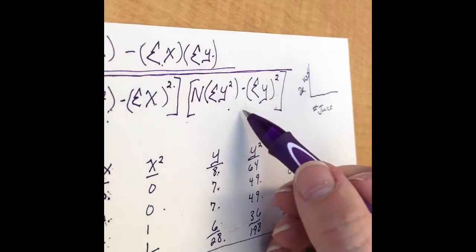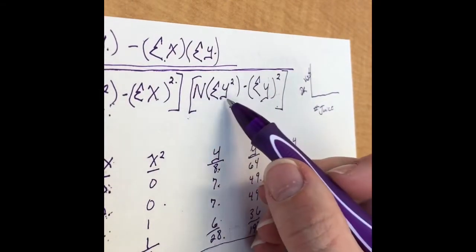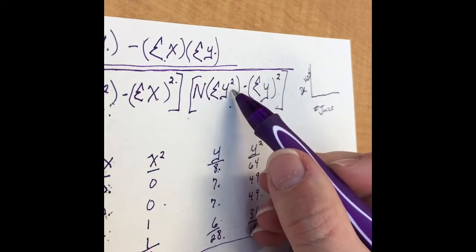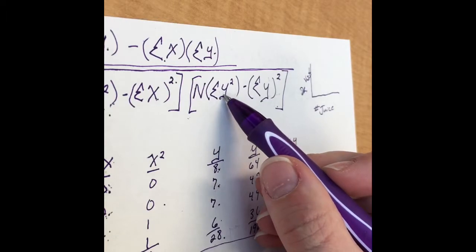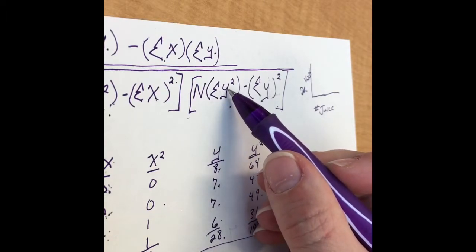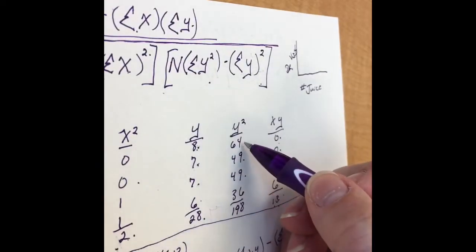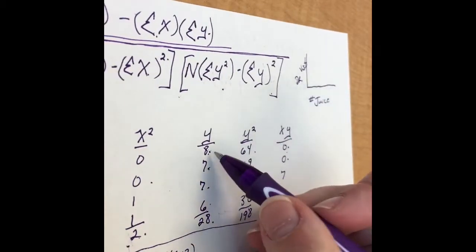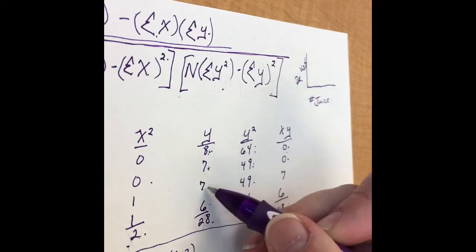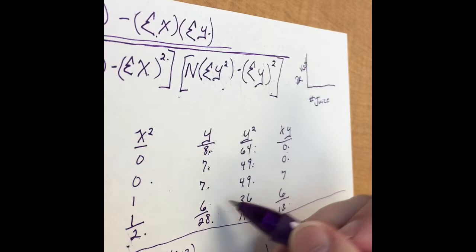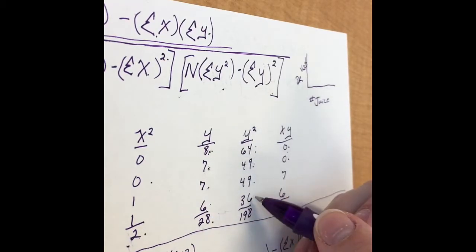Let's go do the y's. Same deal, but we're going to do it with the y's. Number of participants times the sum of the y's squared. Again, it's not the y's added up and then squared. It's each y squared and then added to the next. And again, that's this column, right? So I did 8 squared is 64. 7 squared is 49. 7 squared again is 49. 6 squared is 36.